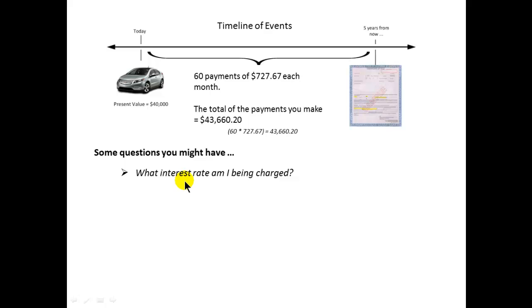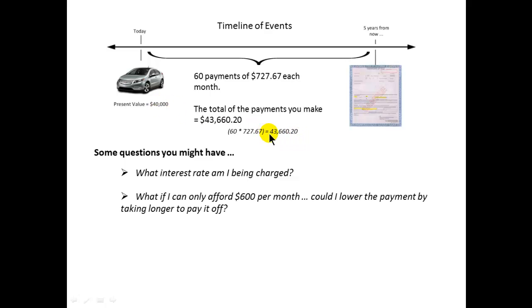All we do know is there's some interest rate being charged because the present value is 40,000, and if I aggregate all of my payments together, I now would have paid $43,660. So what is the difference? Well, that $3,660.20 is interest, obviously. Now, what if you can only afford $600 a month?